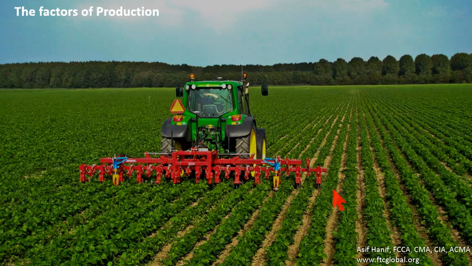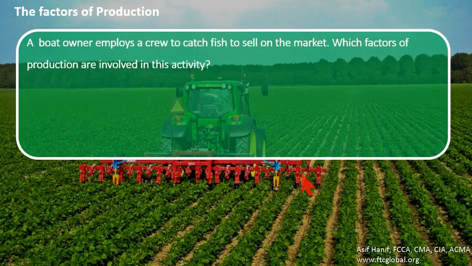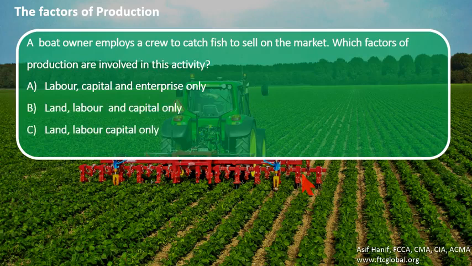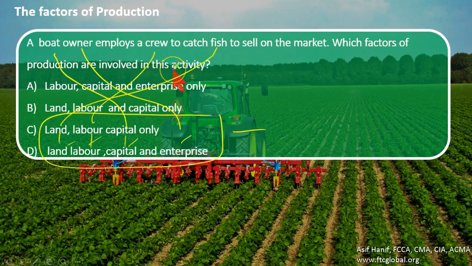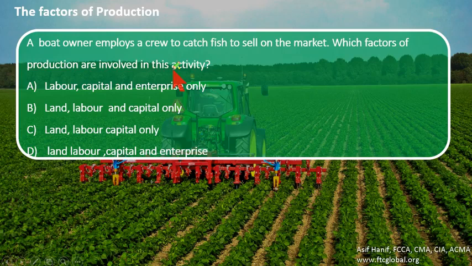Now we have some questions. Okay, the question is, a boat owner employs a crew to catch fish to sell on the market. So which factors of production are involved in this activity? So let us just first discuss the first line. When you say a boat, it's a capital resource. Why? Because boat is a man-made resource. We made it, human beings, that's why it's capital. Man-made resources are called capital.